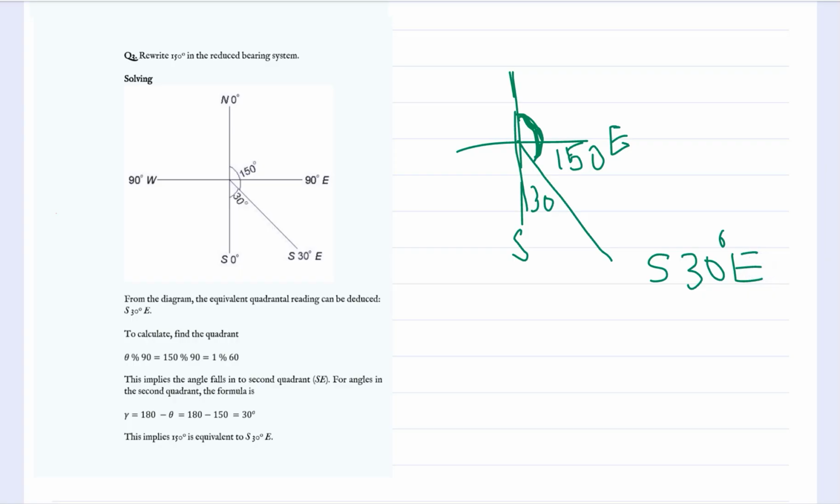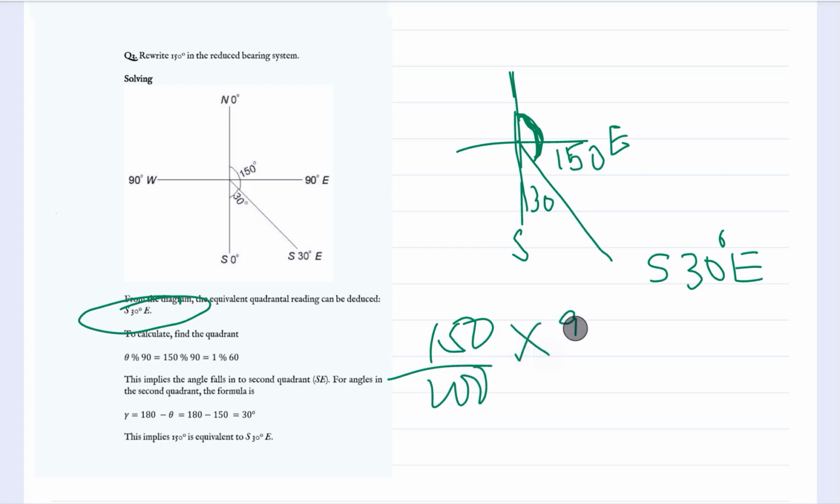But you see, another way, they said from the diagram it is equivalent to reducing it as south 30 degrees east. I get what I'm saying. And then they say to calculate the quadrant, theta degree of 90. Theta degree of 90. So what would that give us? If you do 150 percent of 90, that's 150 over 100 multiplied by 90. Zero take off zero, zero take off zero. I have 15 multiplied by 9. Are you seeing that now?